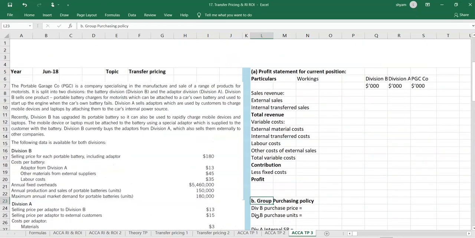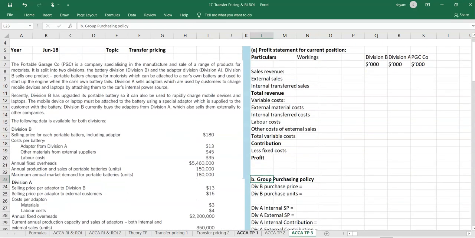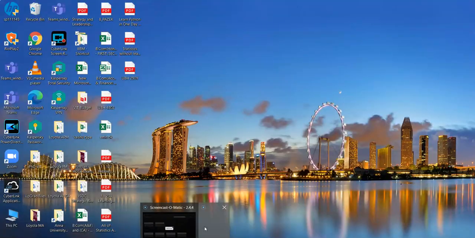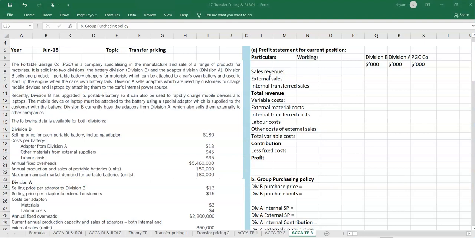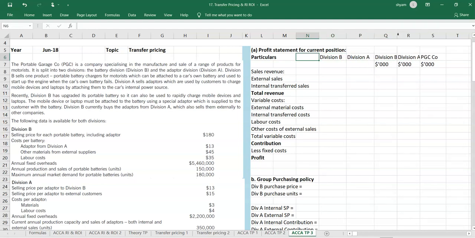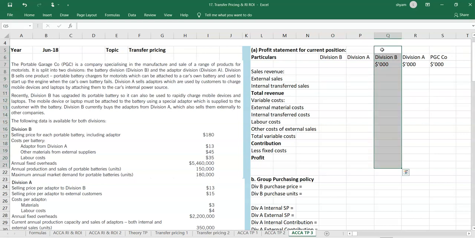Let's start with the question. We shall start here. So we'll put the workings here, for division B and A. Right, so we'll start. We'll first do division B, then we'll go to division A.